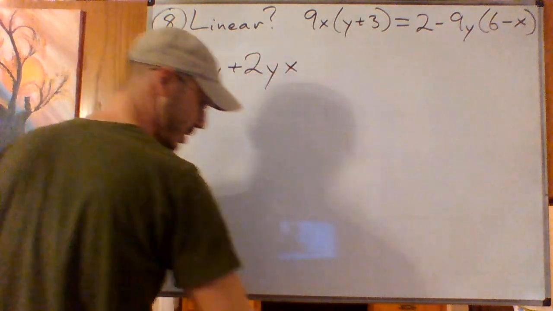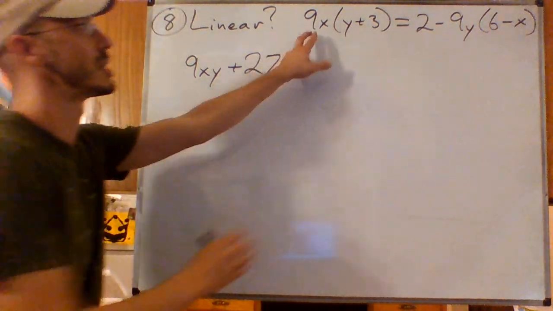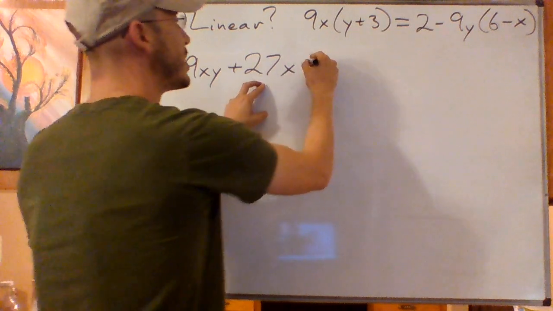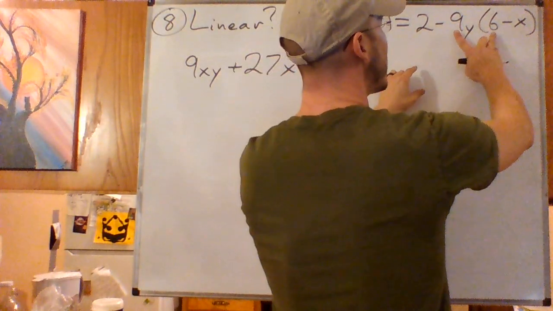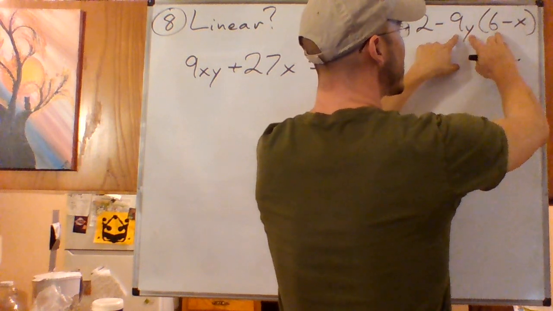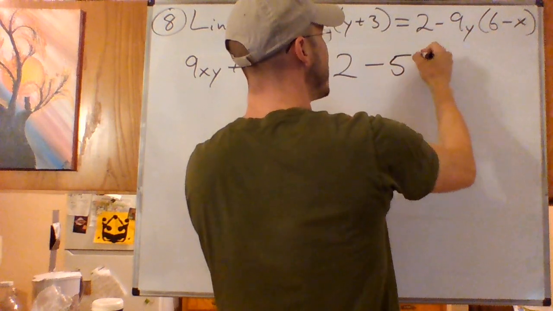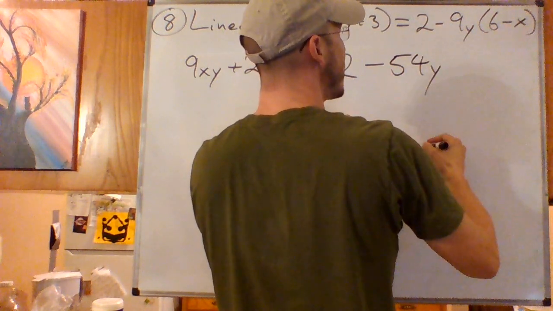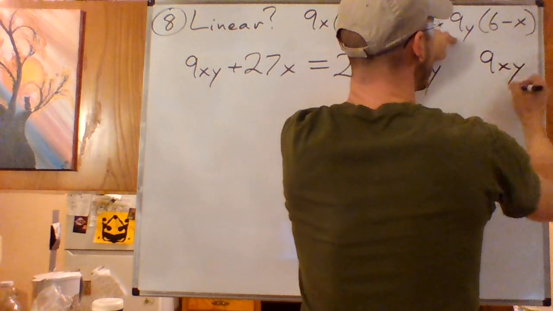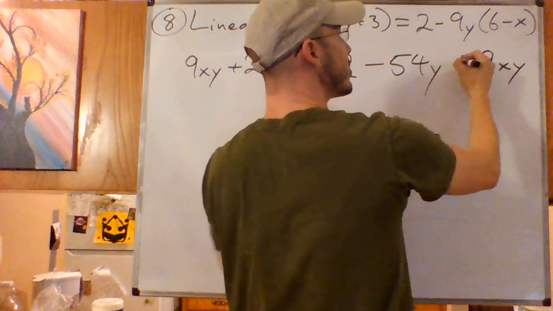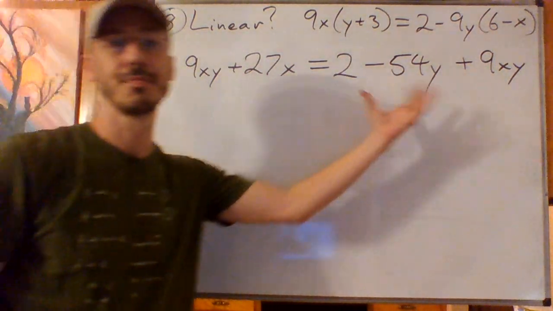27x. And that's equal to 2 minus 9y times 6, which is 54y. And then 9y times x, that's 9xy. But this is a negative times a negative, meaning that's a positive 9xy. So all I did here was distribute on both sides.